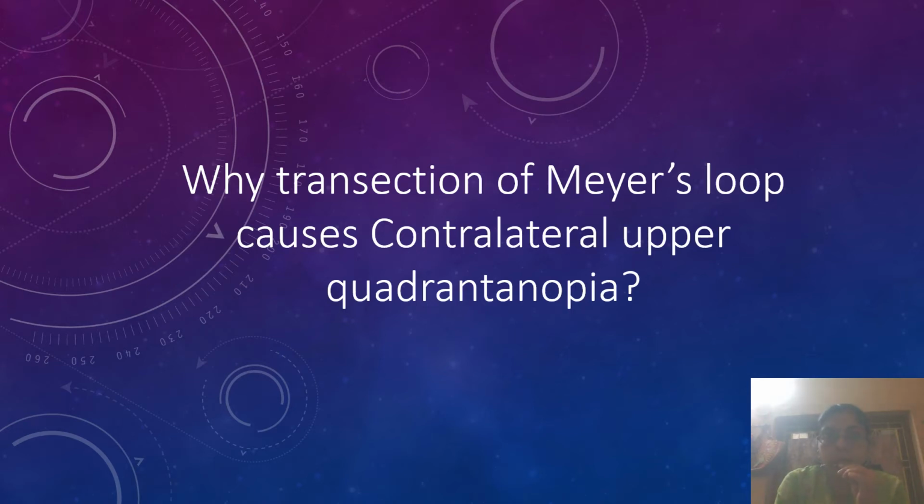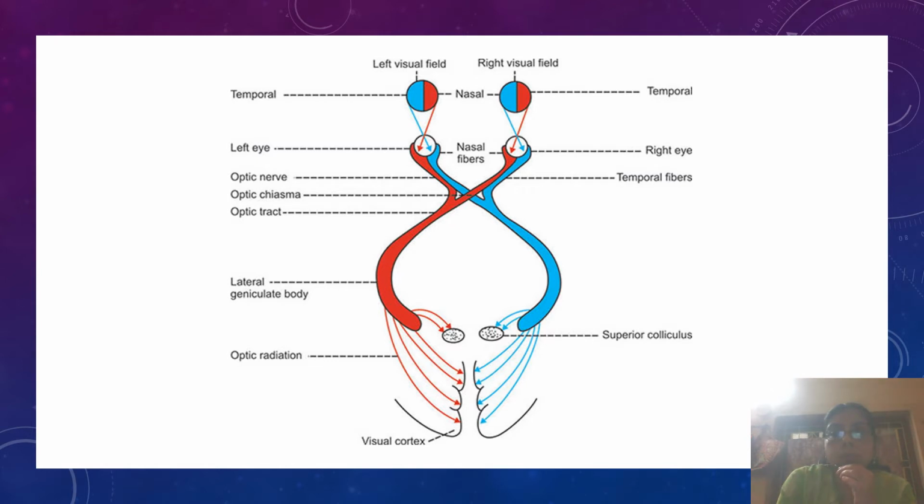Today I would like to explain why transection of Meyer's loop causes contralateral upper quadrantanopia. We will be able to explain this question easily if we know the visual pathway. As we all know, the optic nerve has two fibers. One is the nasal fiber, this blue, and the temporal fiber, which is marked here in red.